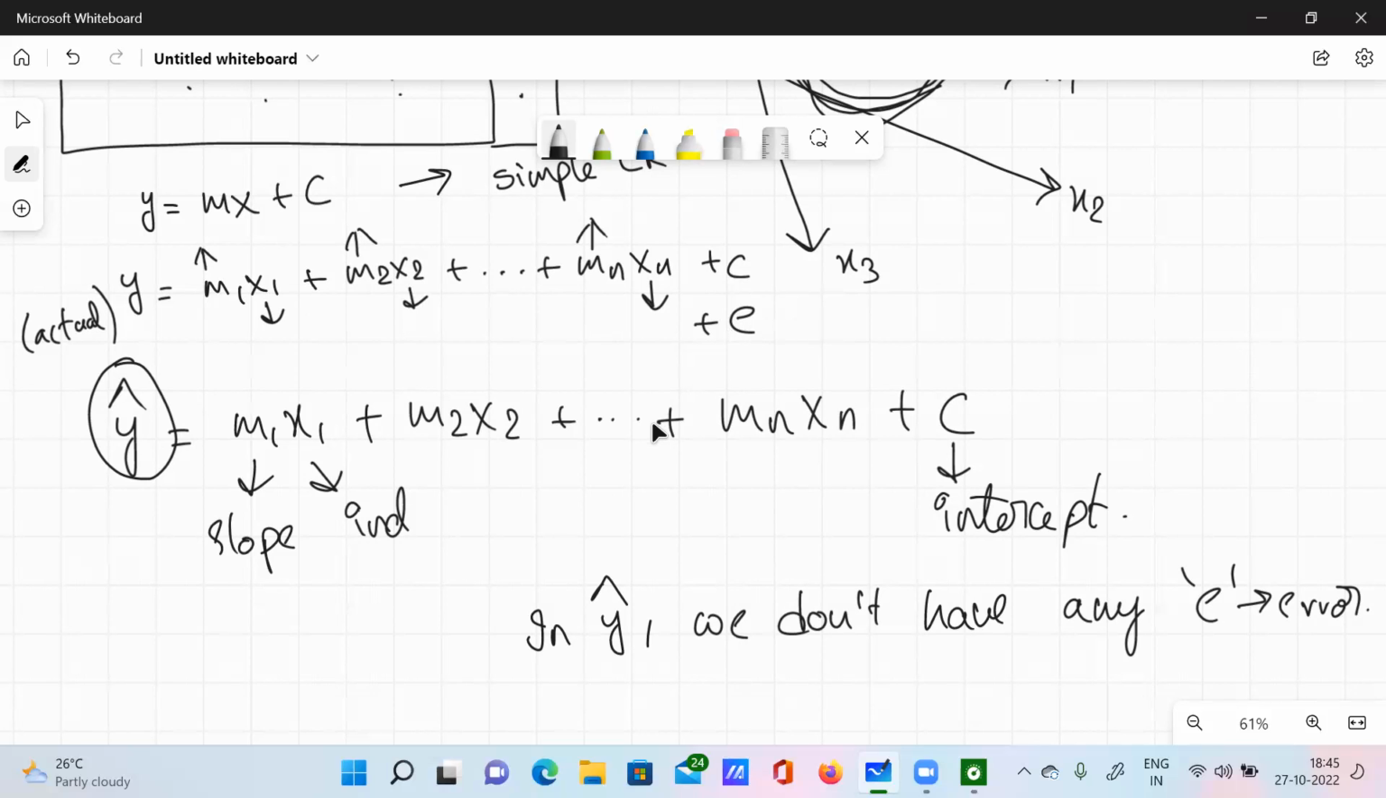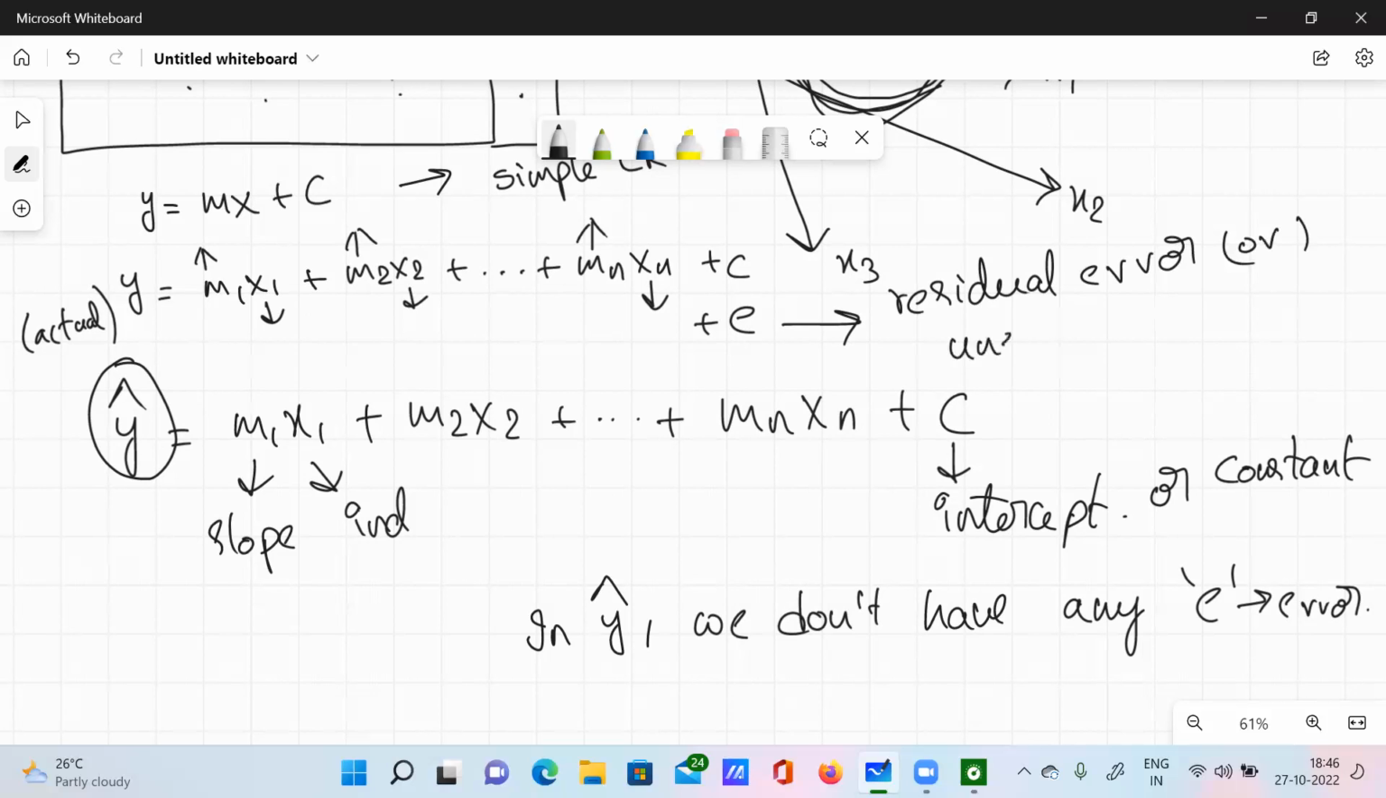Okay, so now, what can you call this particular c? C is nothing but the intercept, or you can also call it a constant, right? See, I'm writing here. Now, what can you call this e here? So e is nothing but the residual error or unexplained variance.